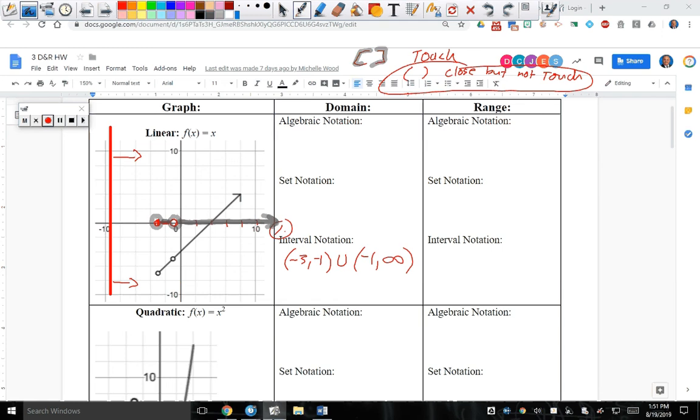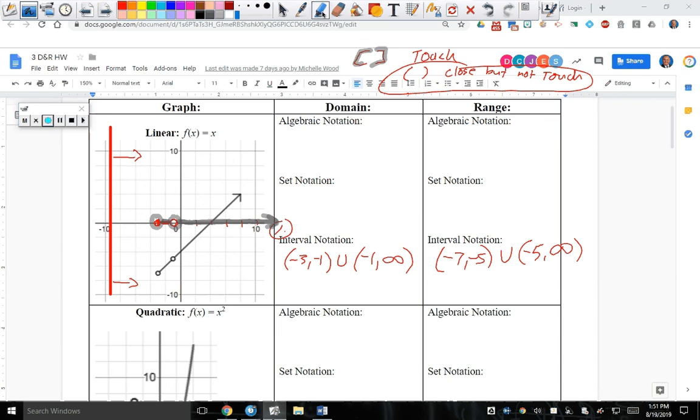Negative 7, comma, negative 5. Parentheses or brackets? Parentheses. Parentheses on both? And then union. Nice. Union. Negative 5 all the way to infinity. Parentheses on both, right? Okay.